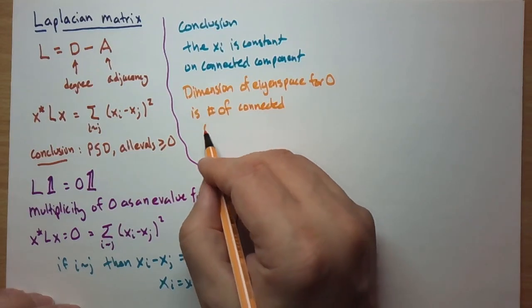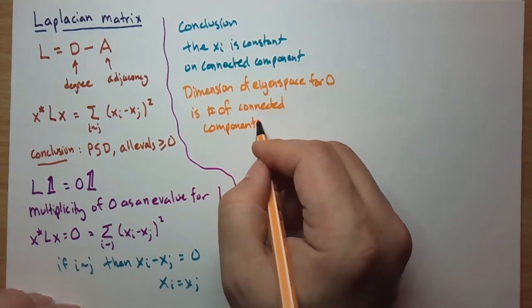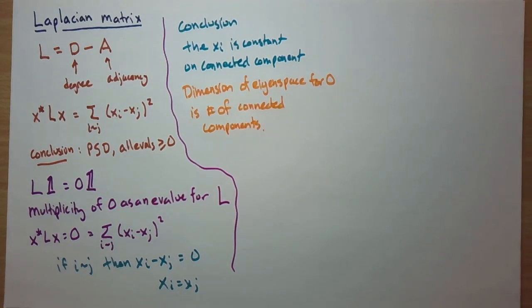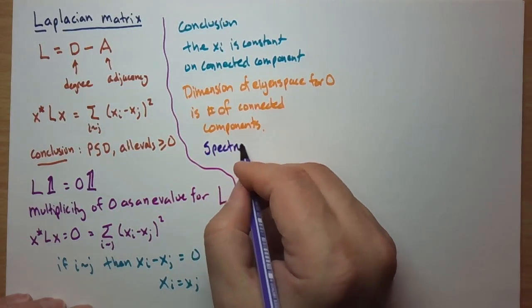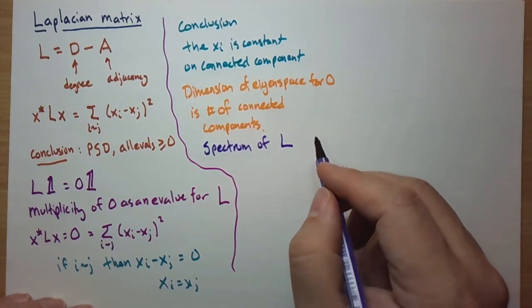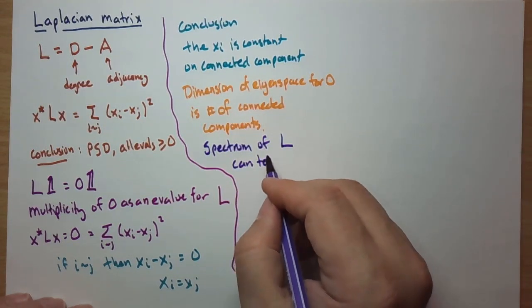Essentially, when we're thinking about dimension, we can think of how many choices we get to make. For every component, I get a choice of what value I'm going to pick for this component. And so we have a number of connected components choices, and that gives us our dimension. So there we go. We now have the nice conclusion that the spectrum of our Laplacian matrix L can tell us the number of connected components.